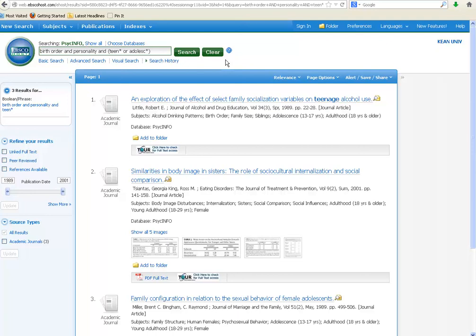Although we are telling the database to look for articles that definitely include the keywords birth order and personality, the database also has to find articles that include either a variant of teen or a variant of adolescence. Make sure that you remember to enclose the words that you've connected with the or inside parentheses. Otherwise, the database may misinterpret your search strategy.